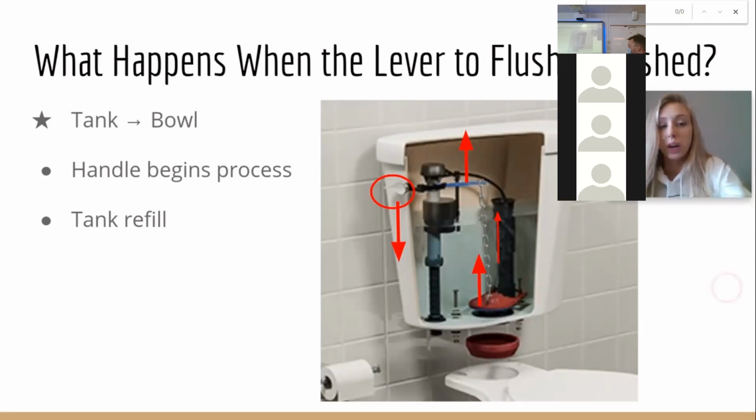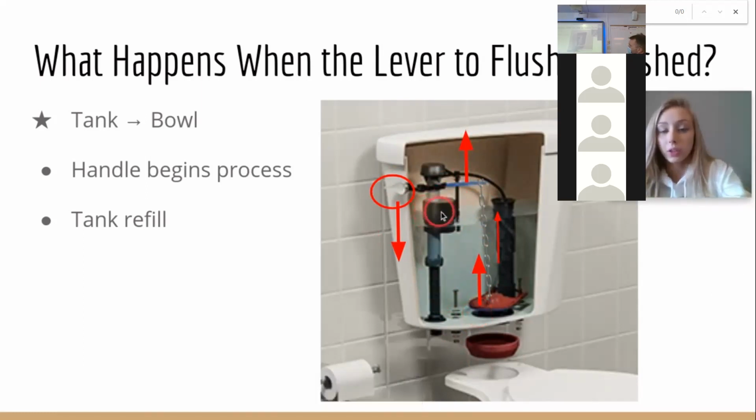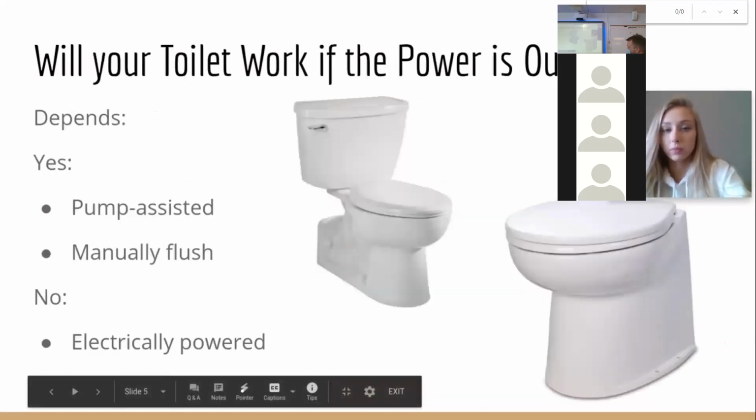So here I have a diagram showing that when the handle is pushed down, it forces this lift lever to go up, which forces this chain to go up, and then that will lift the flapper so the water can come out. When the toilet needs to be refilled after it's flushed, then the water will come back up. This is the float that's connected to the pole that helps it so it doesn't overflow.